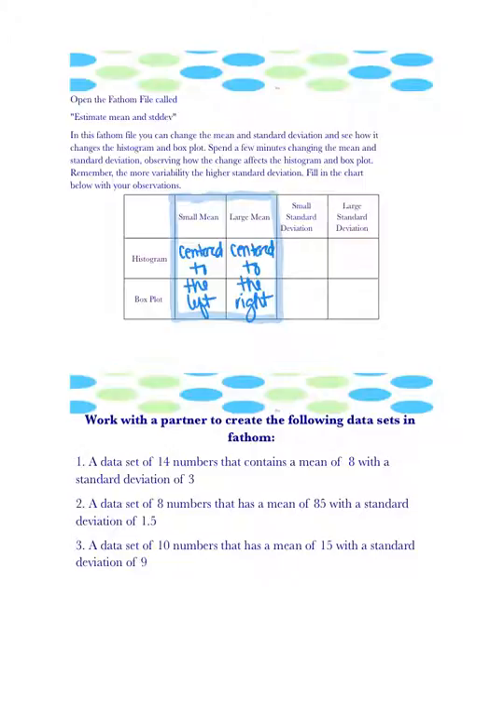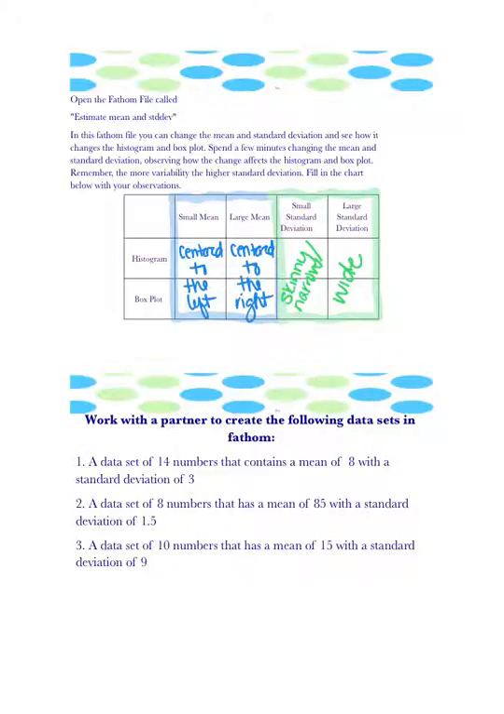Then when you were looking at standard deviations, now we're looking here, if you had a small standard deviation, the histogram and the box plot both got skinny or narrow. Whereas if you had a large standard deviation, they got very wide and more spread out. So I'm hoping that is what you saw.